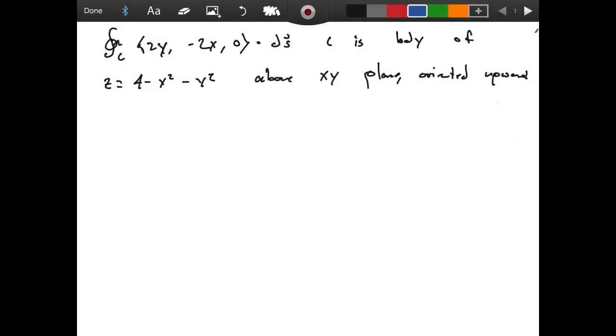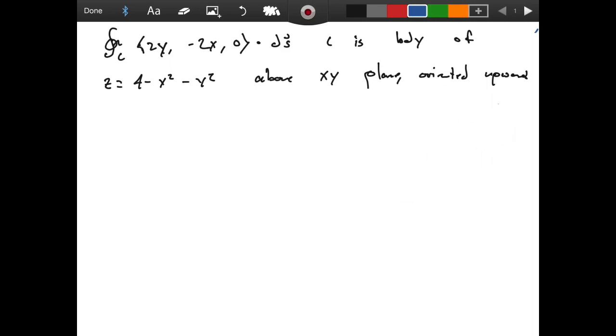Okay, so we're going to do the same problem we did before, but we're going to do it differently. We have this vector field. We want to find the line integral of this vector field. C is the boundary of this downward-facing paraboloid oriented upward. Now C is a key thing. We want to find the line integral around C.